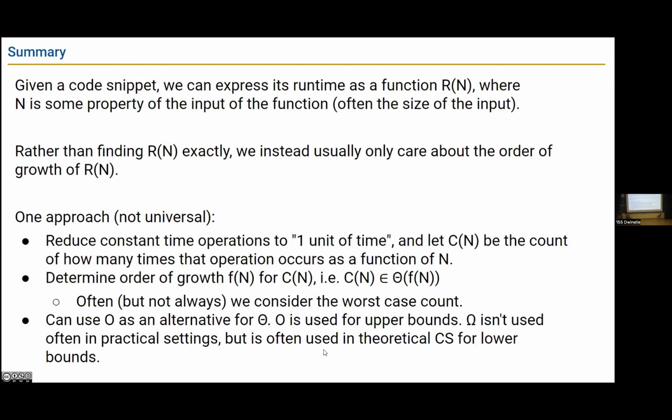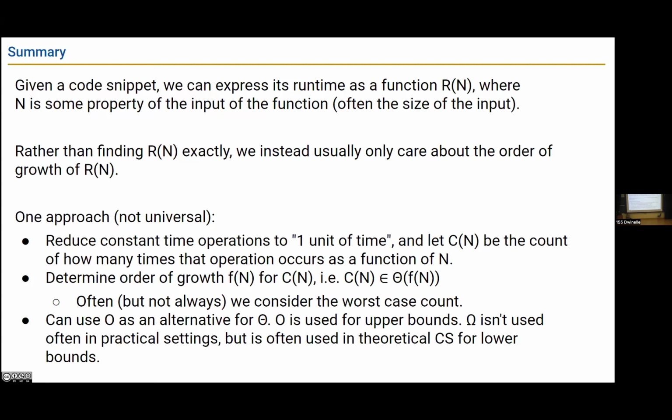Generally speaking, given any piece of code, you can try to figure out O bounds and omega bounds. Theta bounds tend to be difficult sometimes. Generally, we don't care about the exact runtime function. We only care about the order of growth. And generally, the easiest way to do this is you just look at constant operations. You reduce these to one unit at a time. You count how many times we do this, and we generally look only at the worst cases.